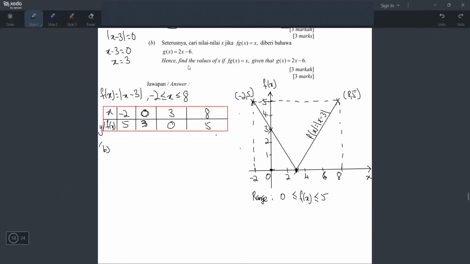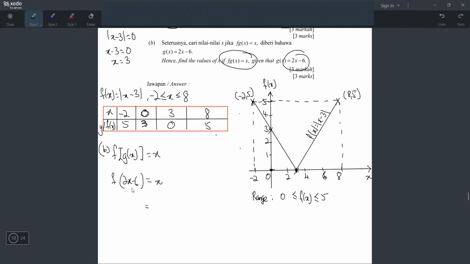Now we can go to B. Hence, find the values of x if f(g(x)) equals x, given that g(x) is 2x minus 6. Straight away, start your working from here. f big bracket g(x) equals x. Use the big bracket to remind yourself you have to do the inside function first. So don't do f first, do g(x) first. And they give you g(x) here, just substitute inside 2x minus 6.